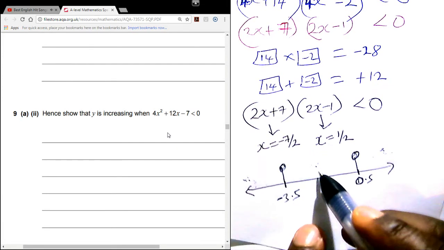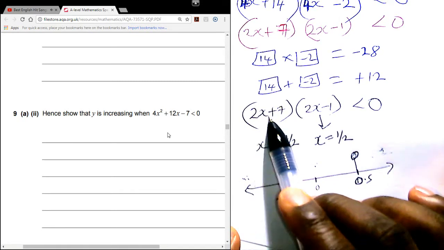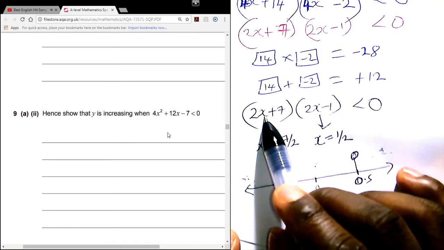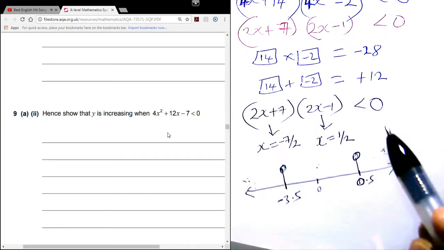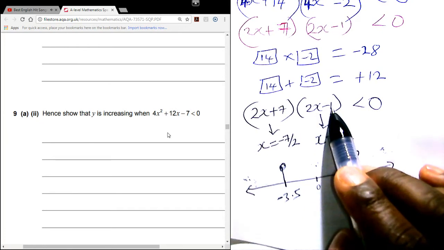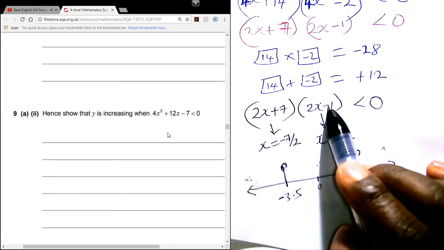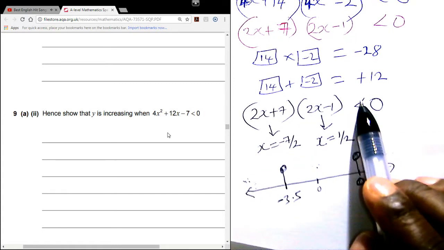I'm going to test for the region 0. So let's see, when x is 0, do we have a negative? 2 times 0 is 0. 0 plus 7 is 7. That's a positive, right? 2 times 0 is 0. 0 minus 1 is negative 1. So that's a negative. A positive multiplied by a negative answer here would always be negative.